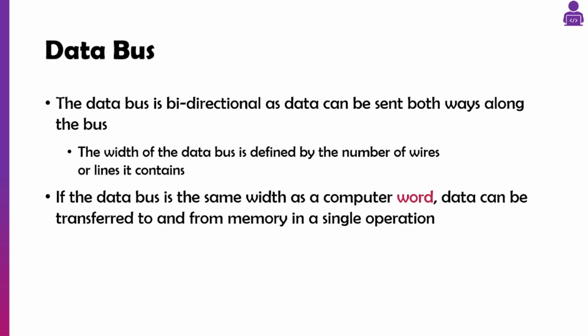The data bus is bidirectional. We can send things to and from RAM, or to and from a location, and it's essentially how many wires there are that we can send things down. If the data bus is the same width as a computer word, we can send data and retrieve data in one go. That's pretty much it.